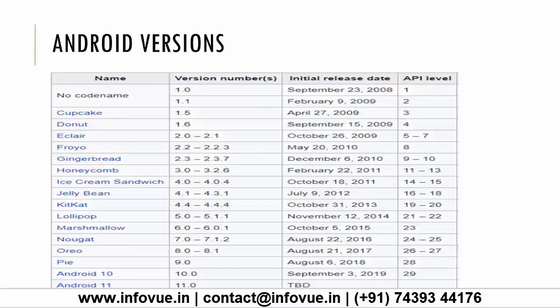These are the versions of Android and the list of APIs. As you can see, the first version of Android was Android 1.0, which was launched on September 23, 2008. After that, many versions of Android were launched, which are written in this list. And currently, we are using Android 10, which was launched on September 3, 2019.